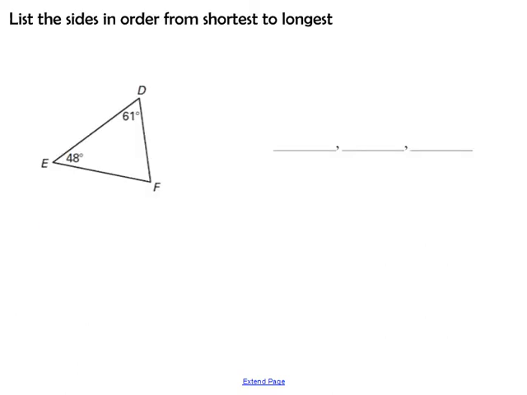So here it asks us to list the sides in order from shortest to longest. Now we need to know the measures of all three angles in order to list the sides properly. So first we need to find our missing angle.